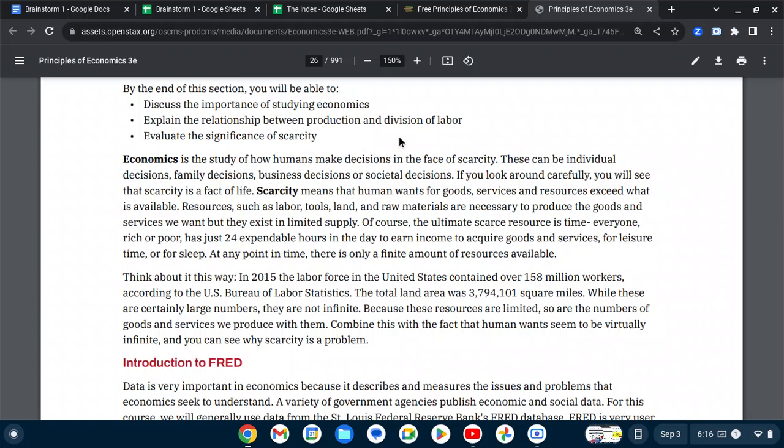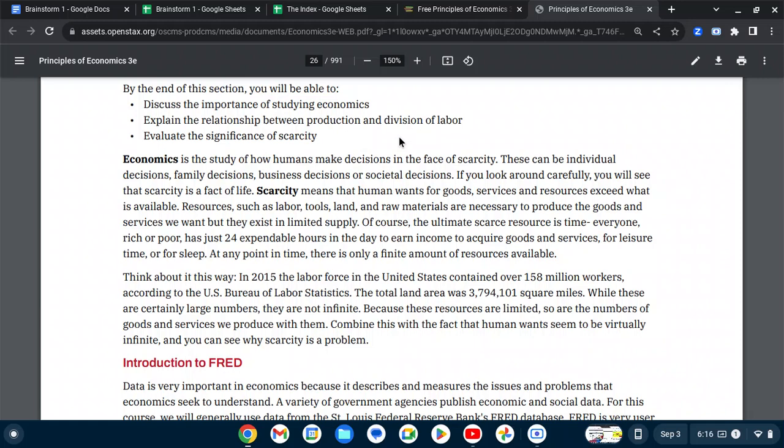If you look around carefully, you will see that scarcity is a fact of life. Scarcity means that human wants for goods, services, and resources exceed what is available. Resources, such as labor, tools, land, and raw materials, are necessary to produce the goods and services we want, but they exist in limited supply. Of course, the ultimate scarce resource is time.